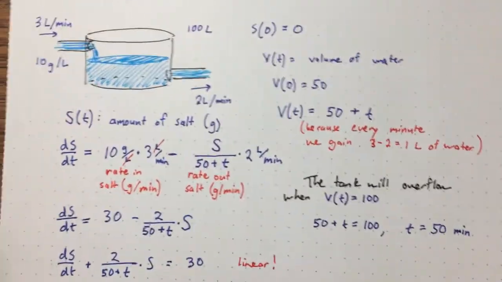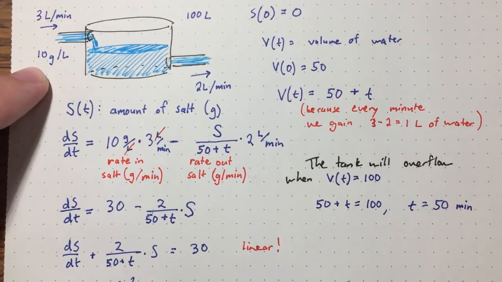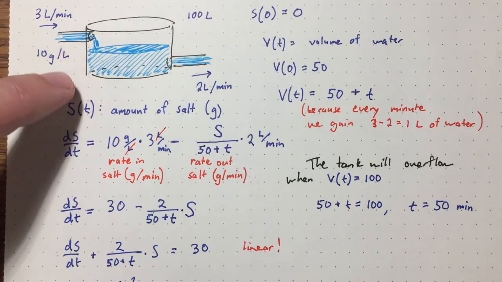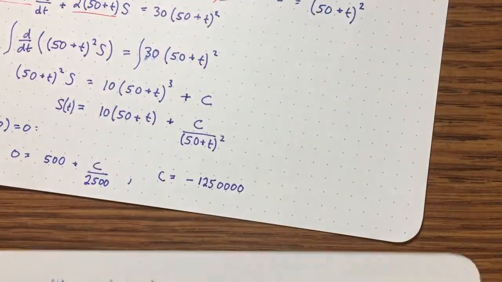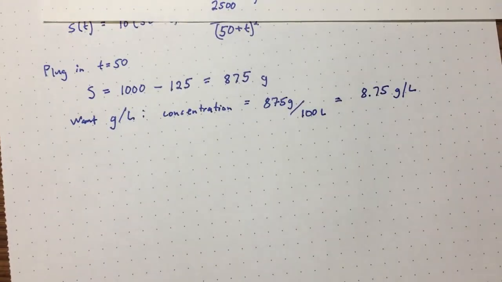Great. So we see back in our setup here, we have 10 grams per liter coming in. The water initially doesn't have any salt in it, right? But it ends up having a concentration of 8.75. Okay, so that's the first example.